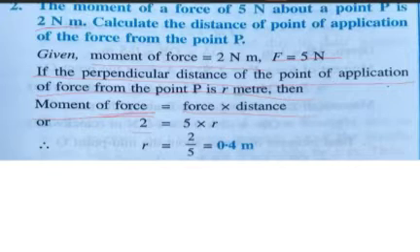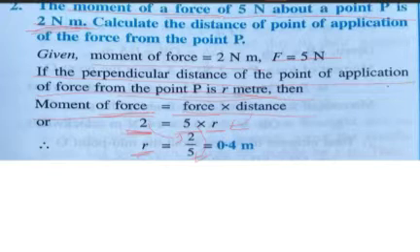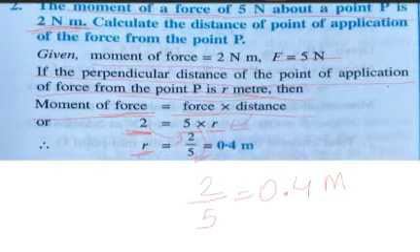Moment of force is 2, that is given in the question: moment of force about a point P is 2 Newton meter. So 2 we will write here. Force is 5, force of 5 Newton, so 5, and the distance from the point P we have considered as r meter. So r will be 2 upon 5, that will be 0.4 meter. This is the answer, 0.4 meter.